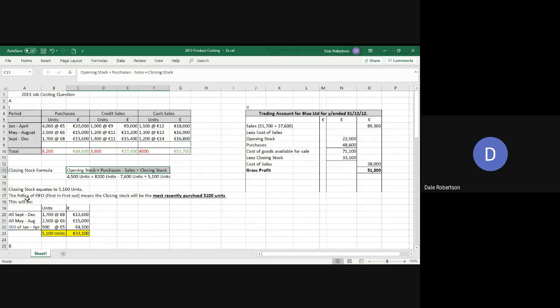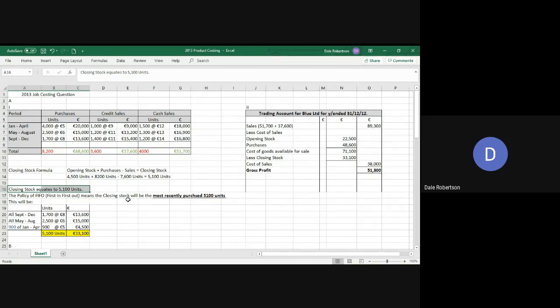Now, down here, the closing stock equates to 5,100 units. Now, the phrase first in, first out then becomes relevant to the question. The policy of FIFO, first in, first out, means that the closing stock will be the most recently purchased 5,100 units. Because the first stuff that the company has bought will be the first stuff that it sells.